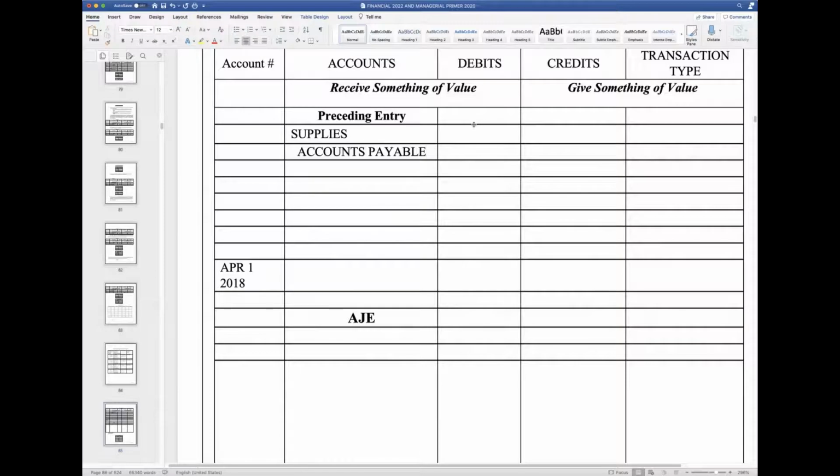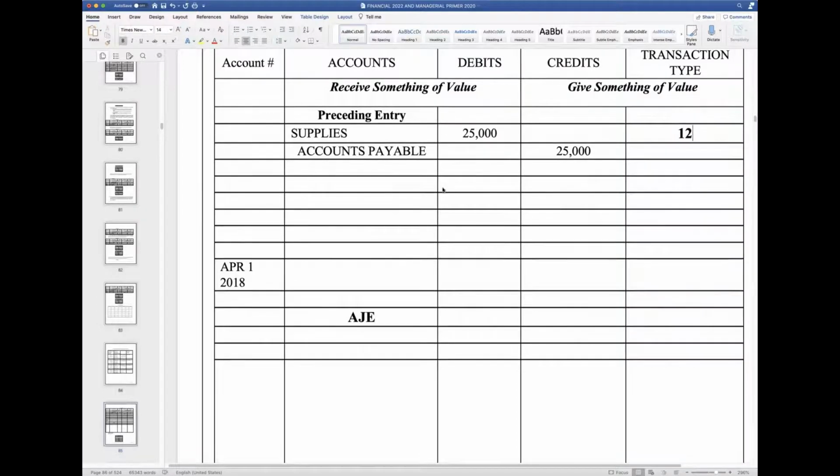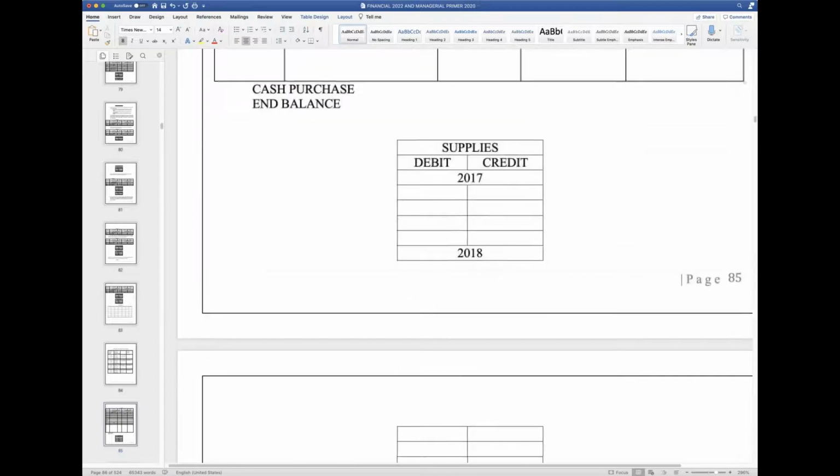For $25,000. Nothing major about that entry, correct? And that's a type what? Type 7? Who said 7? You slipping over there. Cash wasn't involved, so it can't be a 7. Okay, hold on. It's a type 12. Correct. Type 12.